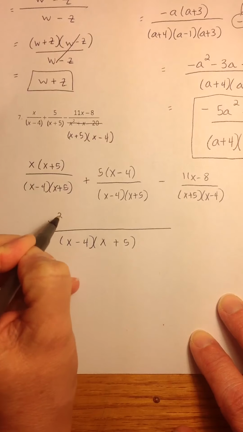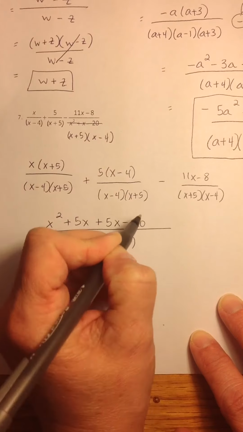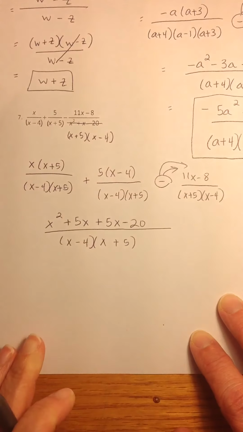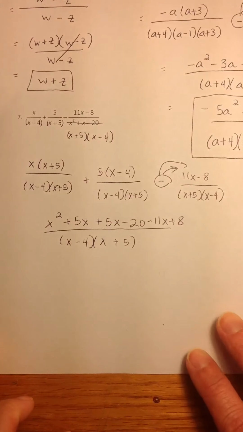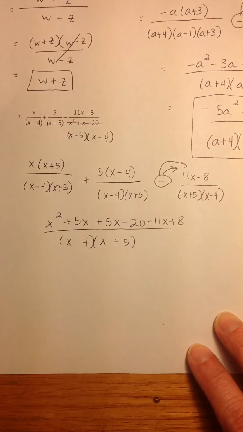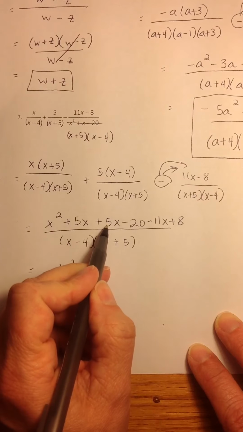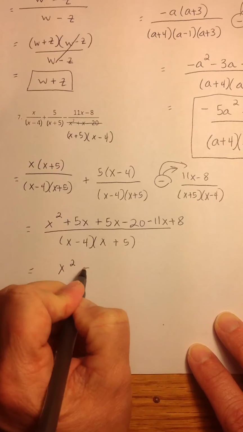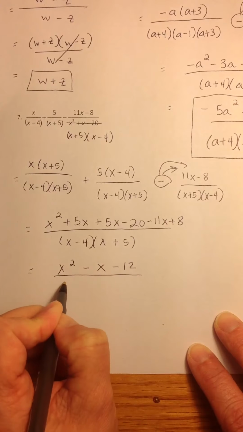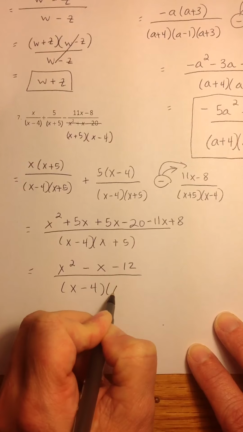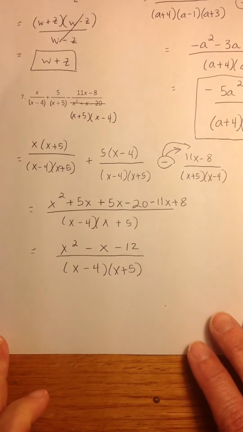So I get x squared plus 5x plus 5x minus 20. Now right here, careful, you have to distribute that negative across. Get negative 11x plus 8. I'm going to combine like terms. So I get x squared. This is 5 and 5 is 10. 10 from 11 is minus x. 8 from 20 is minus 12. Denominator is still what it was before.